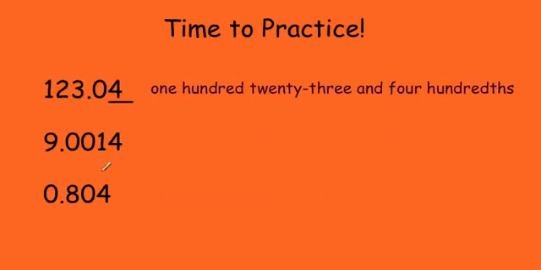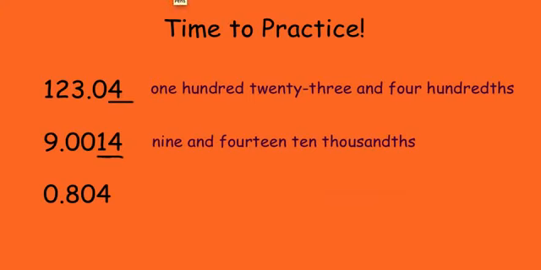Try this next one now. Remember, we're going to say and for the decimal point. So we have 9 and 14 ten thousandths, because that 4 is in the ten thousandths place. Notice how I'm emphasizing the TH. Smaller than a 1 with a TH is always to the right of the decimal. This last one, we have 804 thousandths. We don't need to say the 0 and. We would just say 804 thousandths because it shows that this is less than 1. So 804 thousandths would be this last one.